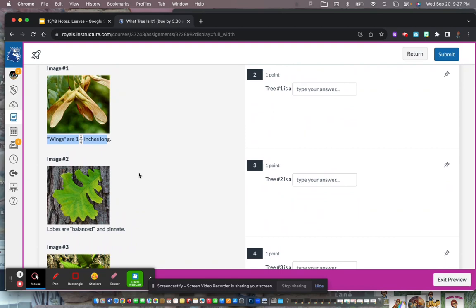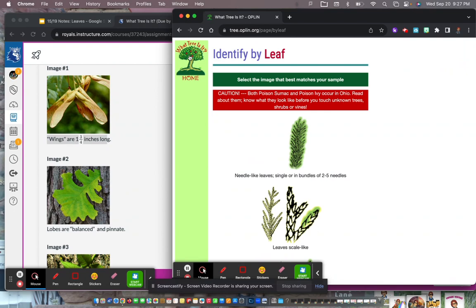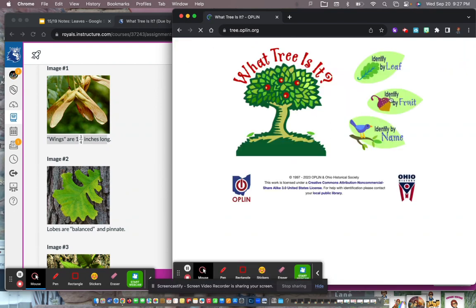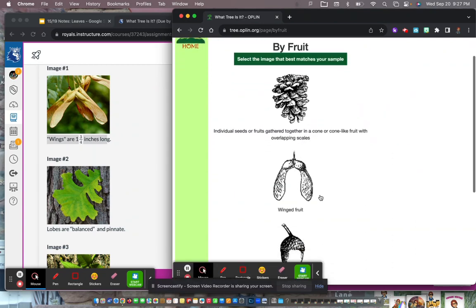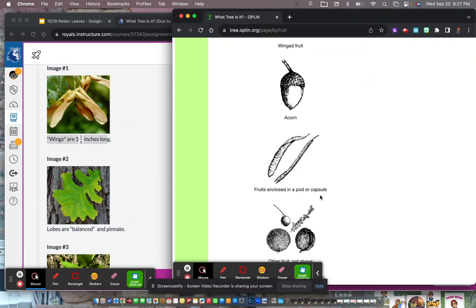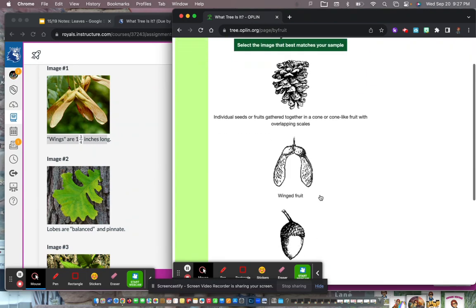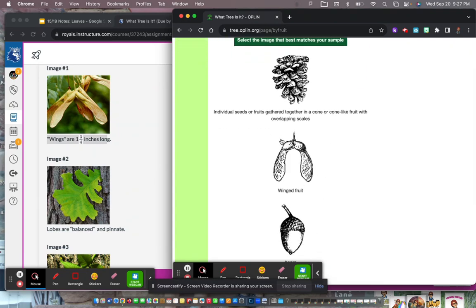And then the last thing I want to remind you, this is not a leaf. What is this? Well, if we go back here, I'm going to go home. It's not a leaf, it's a fruit. So for this image number 1, you're going to need to identify it by fruit. So make sure you always scroll down so you can see all the choices. I'll give you a hint. It looks like this one. So you're going to click on it, and you're not done until you find this exact photo. You're not done until you find the exact same photo.